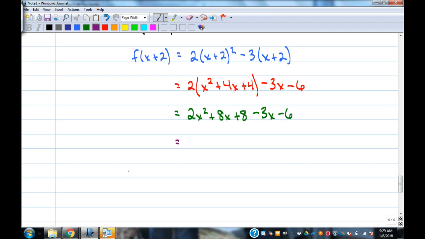Combine like terms. So we got 2x squared. There's nobody else that's got an x squared. There's 8x and minus 3x, which would be what? 5x. 8 and minus 6, 2.